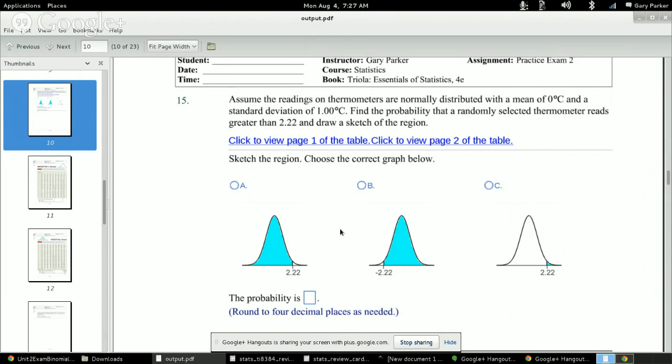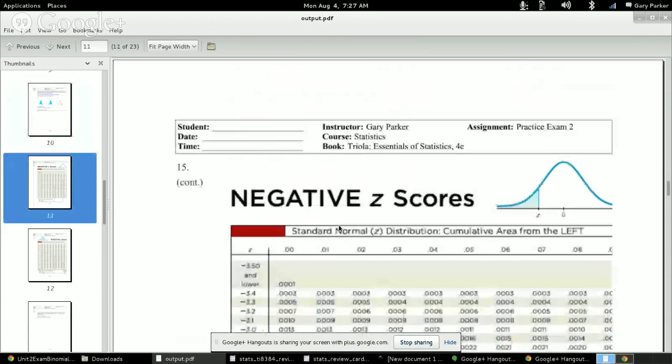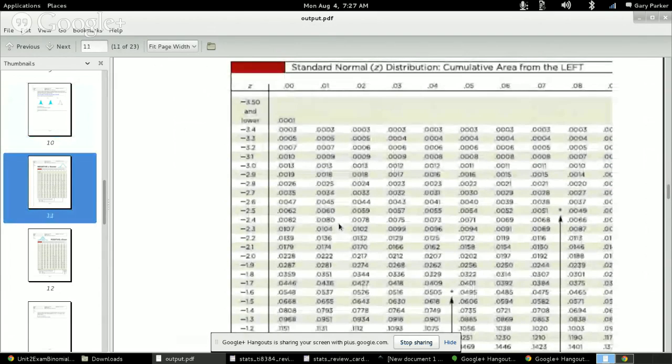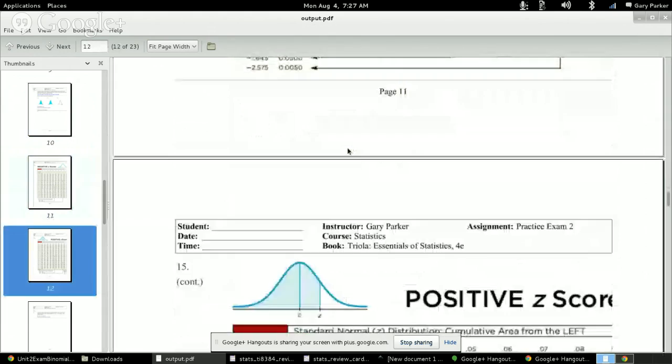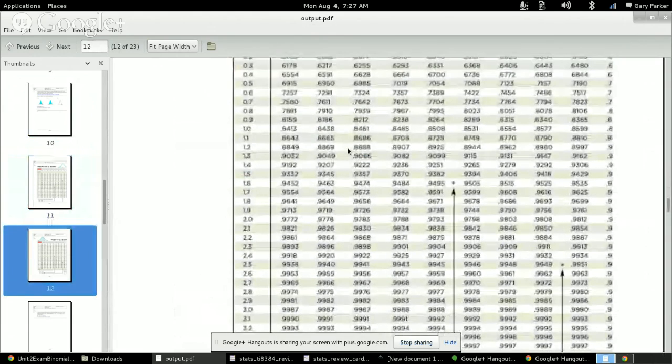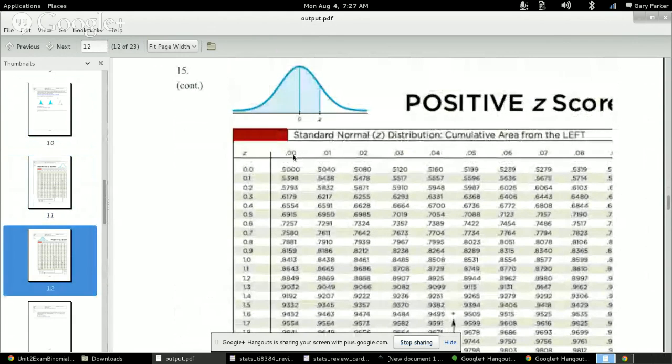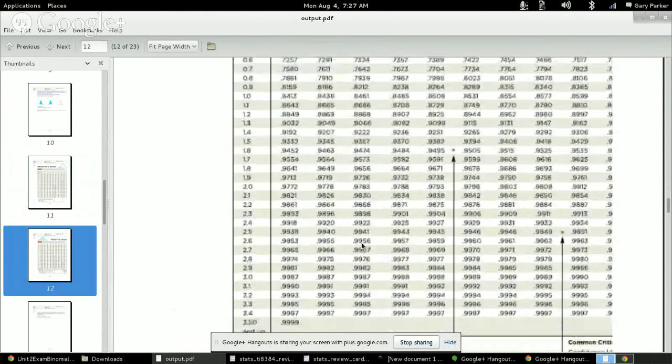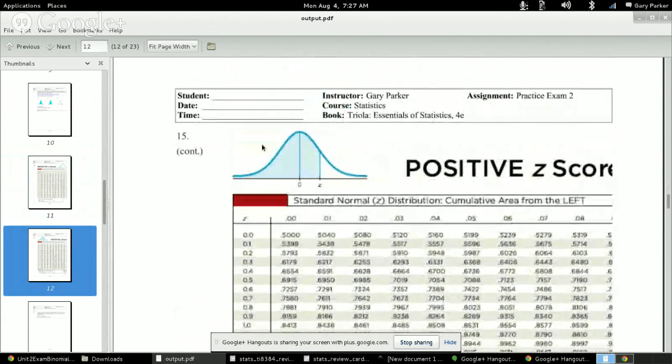So we could scroll on to the next page, and you just click that button if you're on the online test, and we want to find the z-score of 2.22. Now the first page has negative z-scores, there's the positive z-scores, so I find 2.2, and then the top column would be 2.20, 2.21, 2.22, so on the third column in the 2.2 row. And so that says 0.9868. Now that's a left tail, right? The picture clearly shows it only finds left tails. So I would have to do 1 minus that to get the right tail.